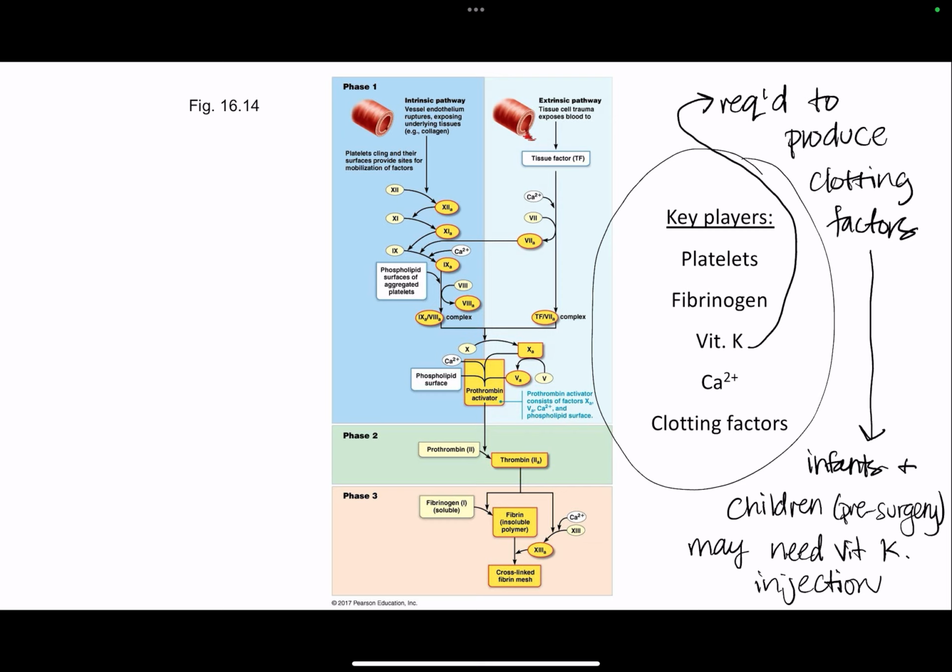Calcium is highly involved in the clotting cascade as well. We use calcium for a lot of different things. Not only this, it's also a second messenger, also involved in muscle contraction. So calcium is used in a lot of different things. And then obviously the clotting factors themselves. So you just need to know the key players of clot formation. So questions about that? Okay.